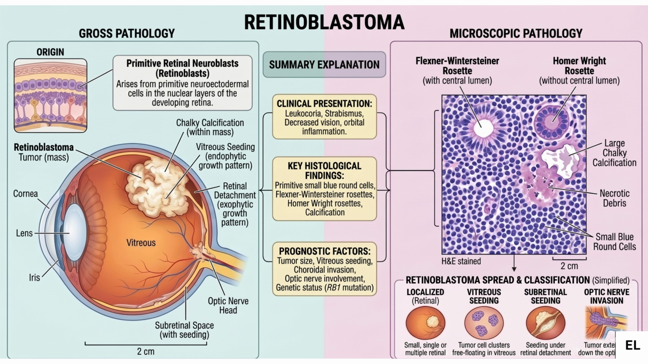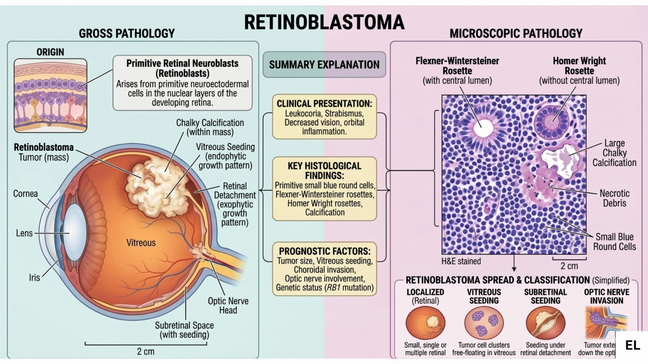Both vitreous seeding and retinal detachment are important because they indicate disease progression and can significantly affect prognosis and treatment planning. In advanced cases, the tumor may extend toward the optic nerve, creating a pathway for spread into the brain and central nervous system. Now let us look at the clinical presentation.